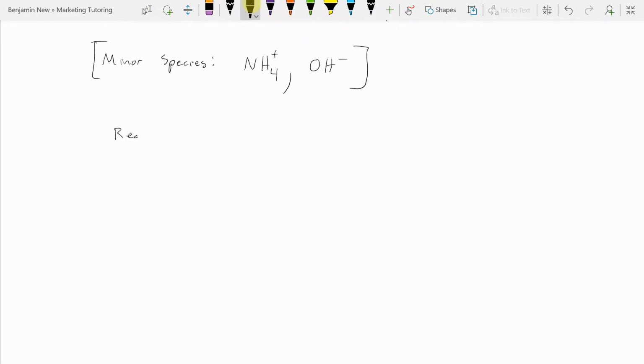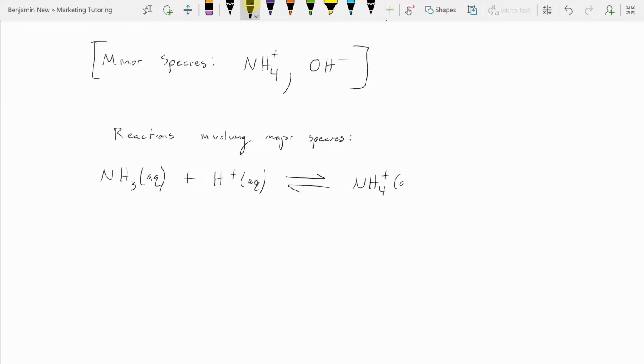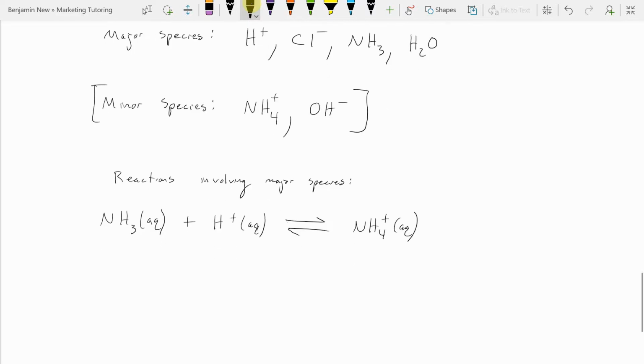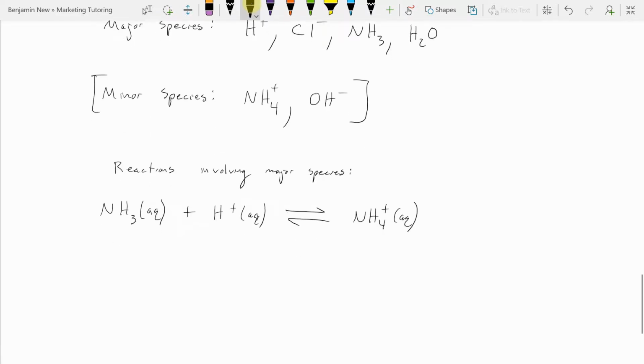And the reaction between these two things, we could write all the reactions. Let's just do that for completeness. Reactions involving major species. We have ammonia aqueous plus H plus aqueous going to ammonium ion. And so that can be the first reaction.